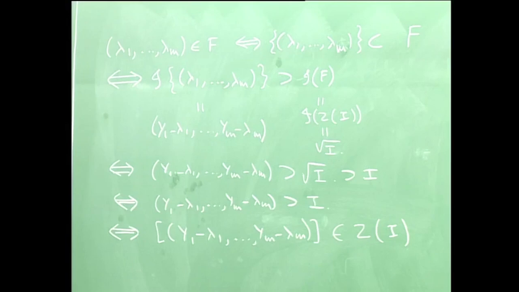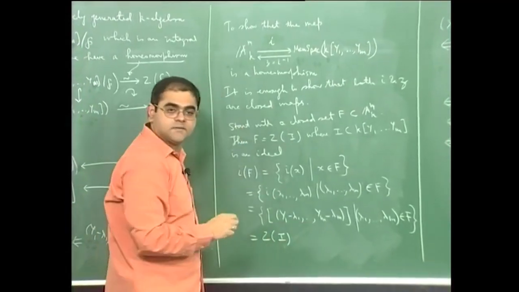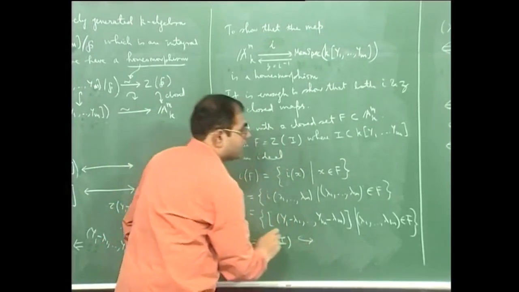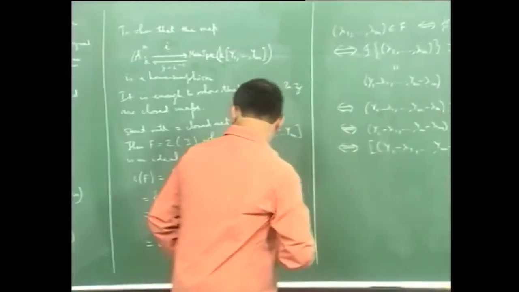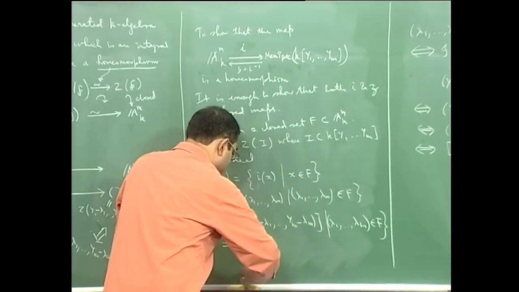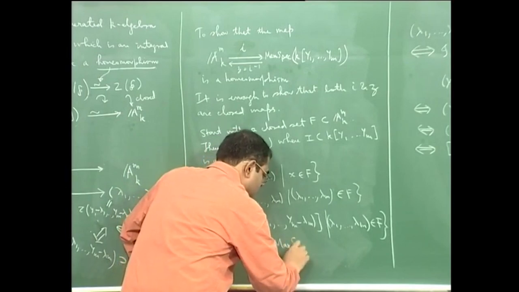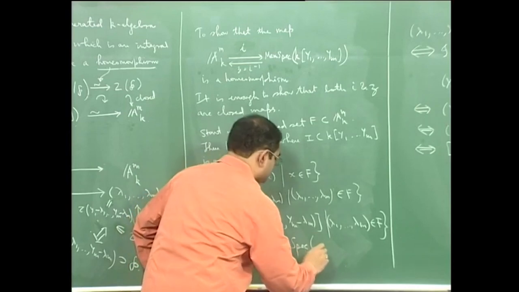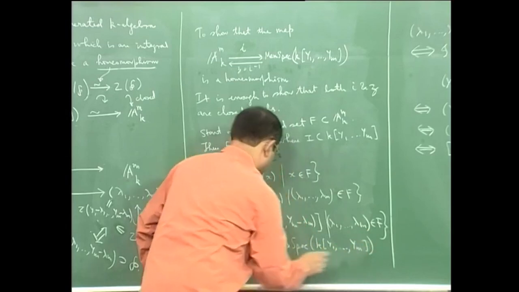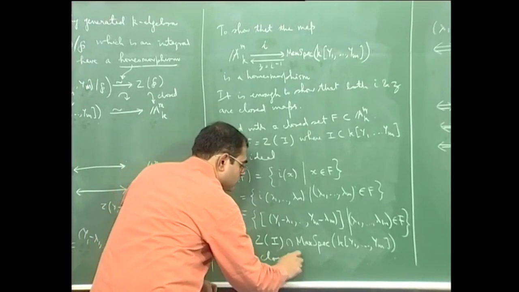Okay, so in other words, what is this? This is just Z of I, and so I of f is Z of I, which is a closed subset. I should say it's Z of I intersection all the maximal ideals, which is closed in max spec.